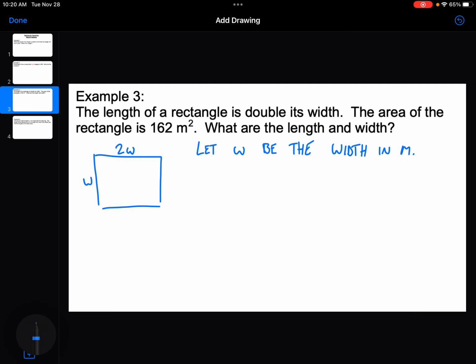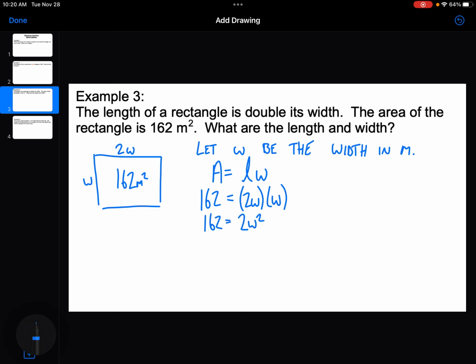When you're doing this, you can always choose X if you want. Some people like to always have X as their variable. I just chose W here because that was the width. Then we know that the area is 162 meters squared. So we would have area equals length times width. We get 162 equals 2W times W. So then we're going to get 162 equals 2w squared.